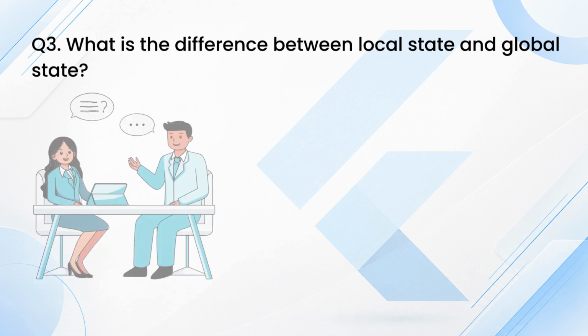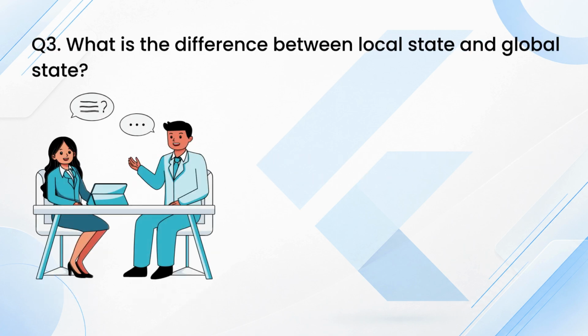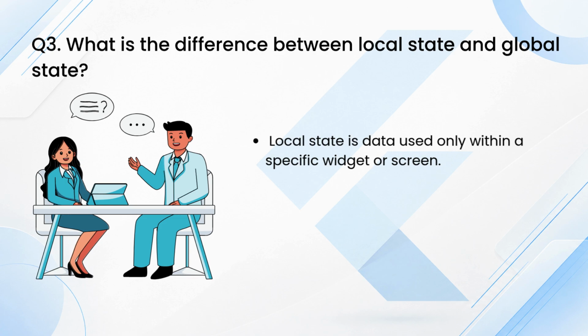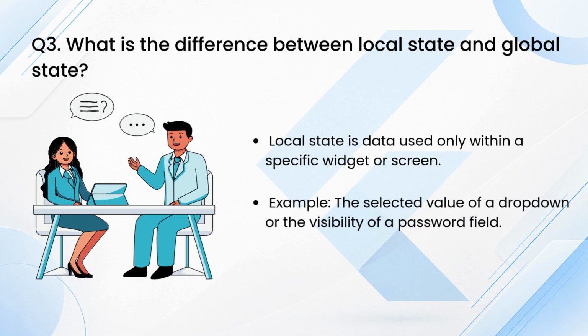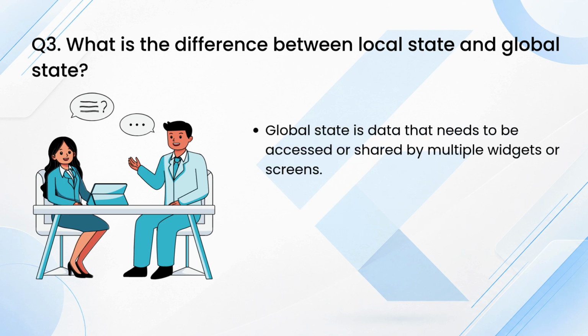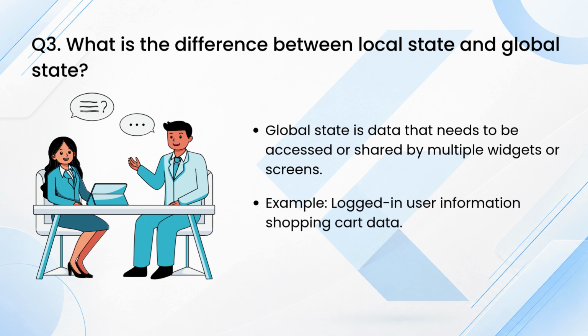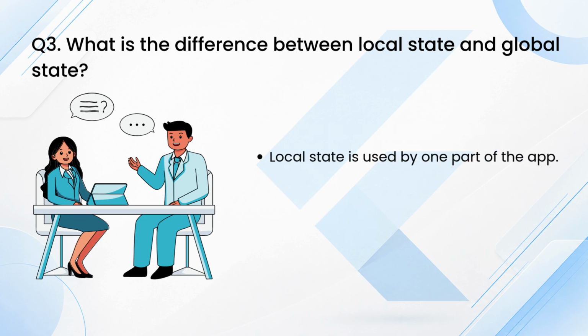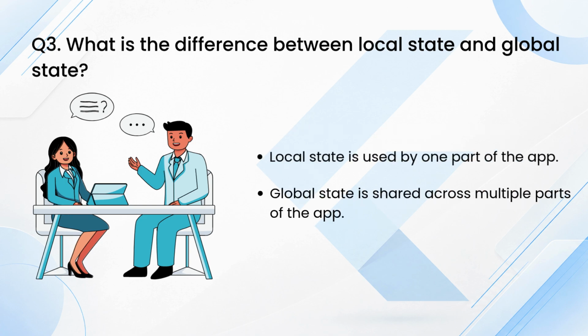Question 3. What is the difference between local state and global state? Local state is data used only within a specific widget or screen. For example, the selected value of a dropdown or the visibility of a password field. Global state is data that needs to be accessed or shared by multiple widgets or screens. For example, logged in user information or shopping cart data. Simply remember, local state is used by one part of the app. Global state is shared across multiple parts of the app.